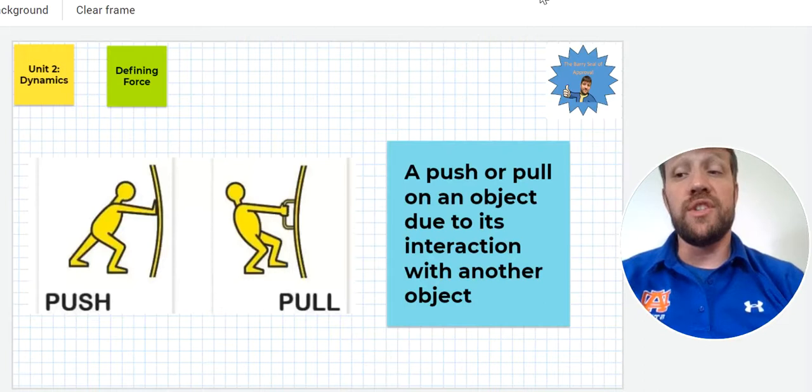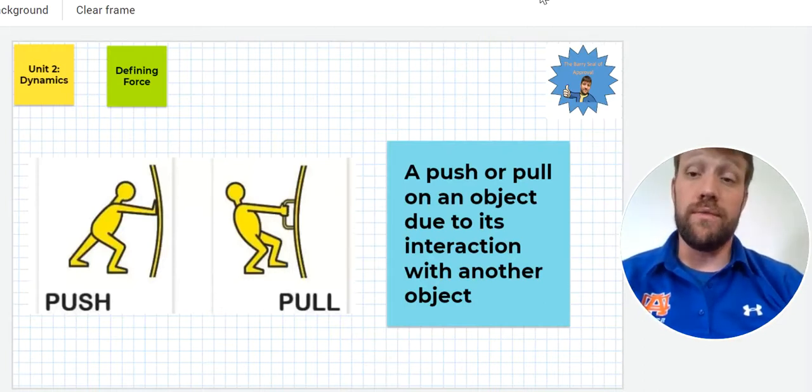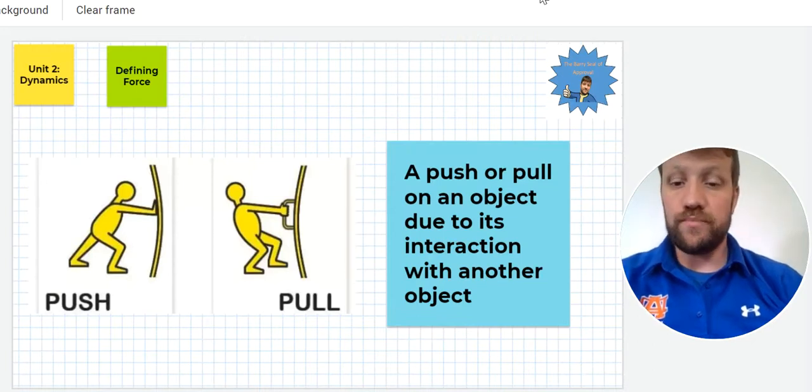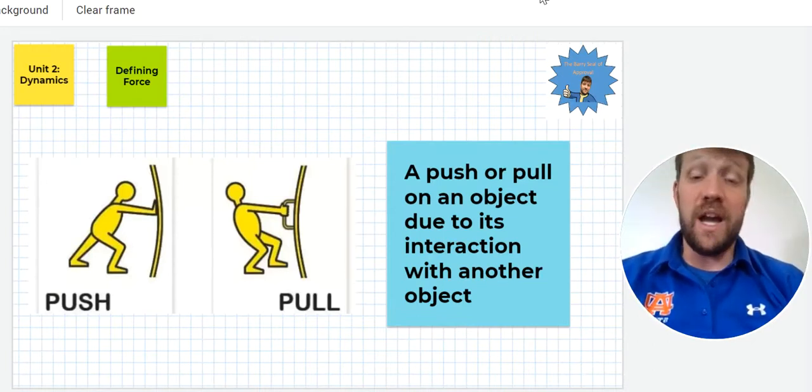These videos are meant to summarize a unit, and today we're hitting the dynamics unit for AP Physics 1, including Newton's laws and forces. Let's get to it. First thing we need to do is make sure we can define a force.